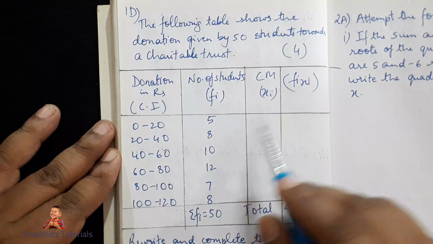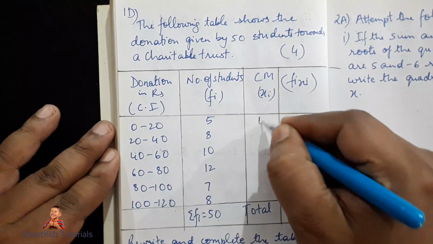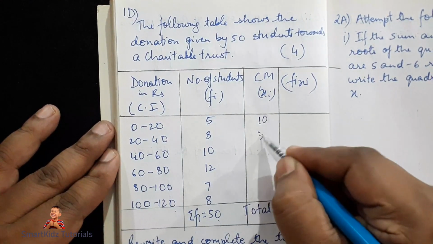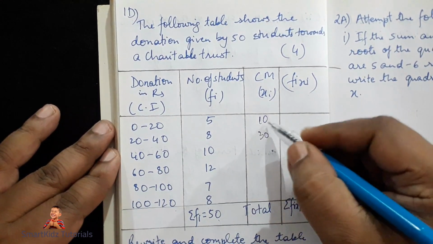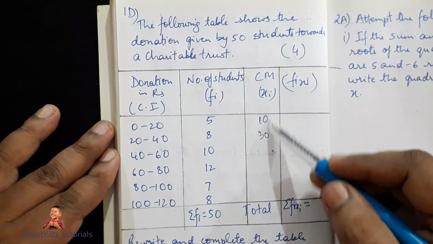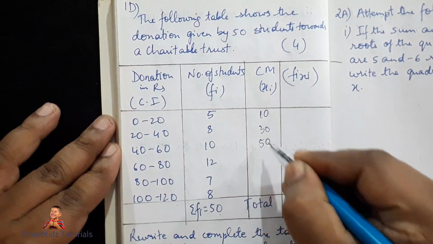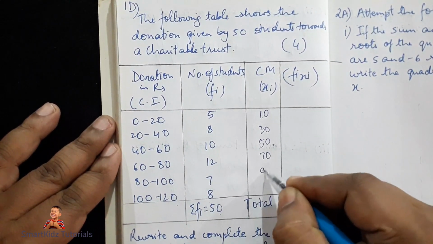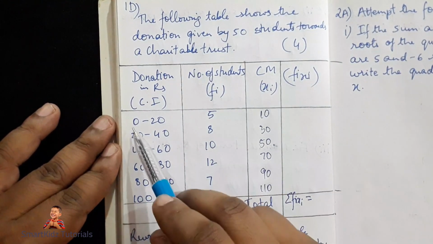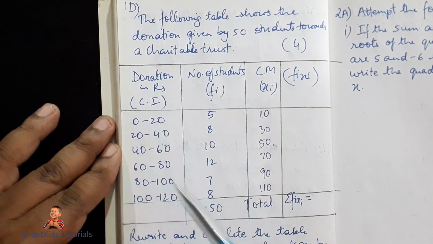So class mark, how do we find? 0 plus 20 divided by 2, that would be 10. 20 plus 40 divided by 2 will give us 30, and since the class size is 20, the difference between these class marks will also be 20. So 10, 30, 50, 70, 90 and 110. These are values that are lying between these class intervals.